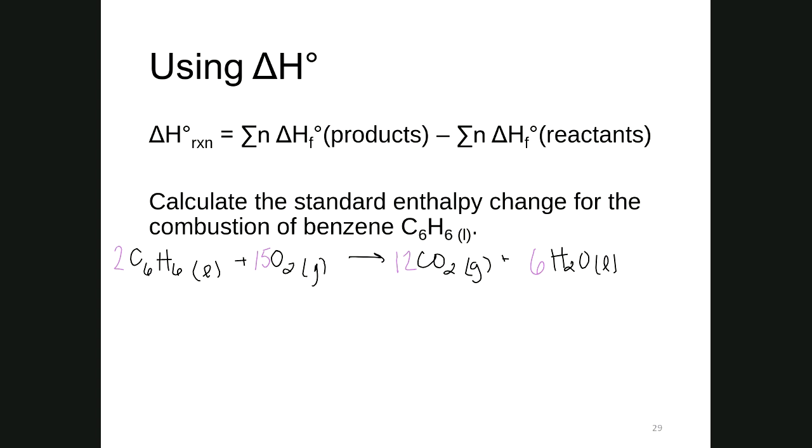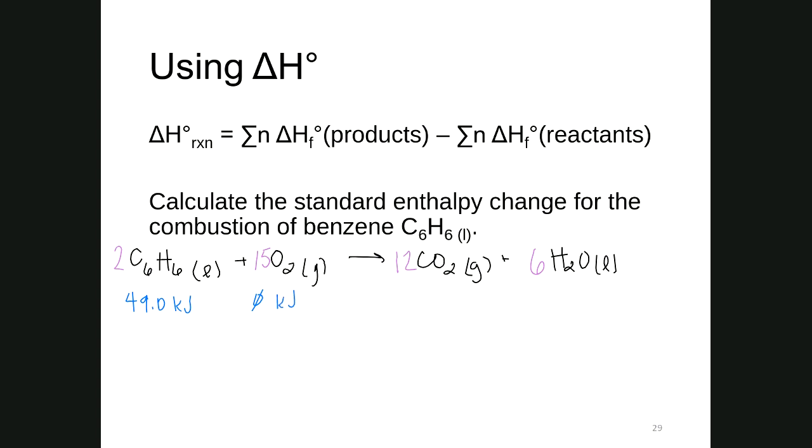Now what we're going to do is look up the enthalpy of formation for each of these substances. Again, you can do that using your references in the textbook. For an exam, you will be given these values. You will not have to look them up. So first, let's look at benzene. We look in our references and we see that it has an enthalpy of formation of 49.0 kilojoules. Oxygen is an element, and it's an element in its standard state, so it's going to have 0.